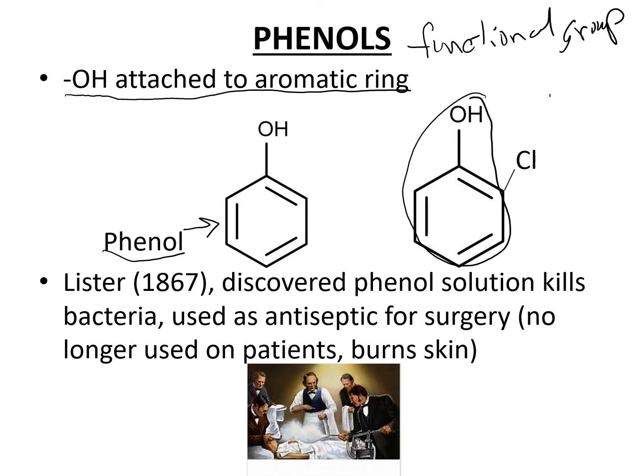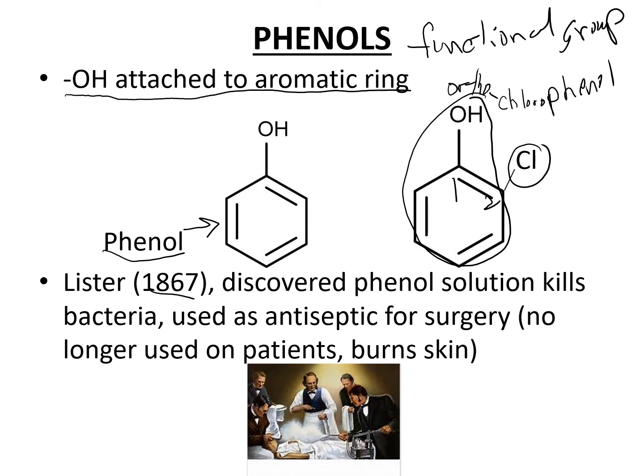So the parent would be phenol, our functional group, and then we have a Cl or a chloro attached in front of it, so it'd be chlorophenol. And then we want to show the location of the chlorine. The OH would be carbon 1, chlorine would be 2, and when we have groups attached to position 1 and 2, we use the prefix ortho. So that would be orthochlorophenol.